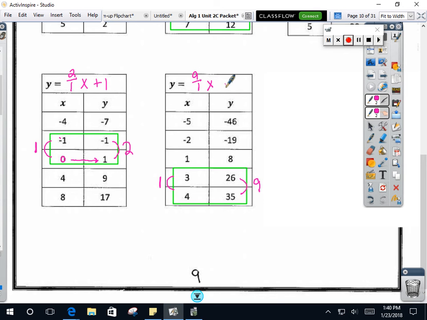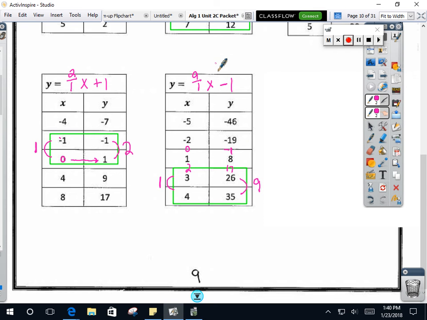Now, for the b, it's not as easy as it was in the previous table because there's no visible 0, but we know that while these are jumping by 1s, these are jumping by 9s, so we can do 4, 3, 2, 1, 0. So now let's fill it in. If this is going down by 9, to go down by 9 one more time would take you to what number? And then down 9 more would bring you to 8, and down 9 more would bring you to negative 1.